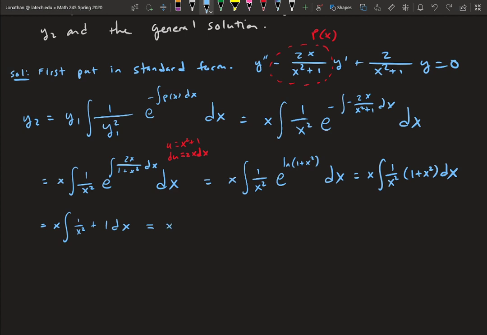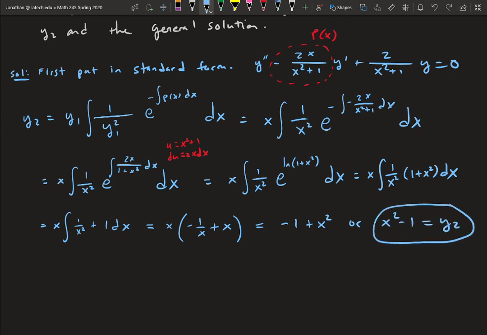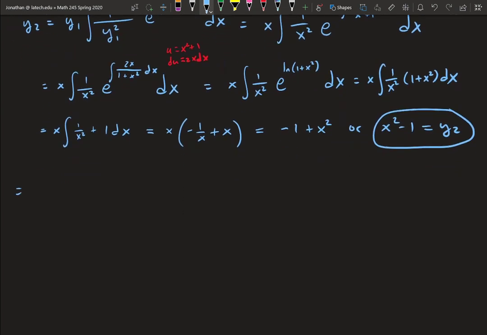When we integrate that, we get x times negative 1 over x plus x. And I don't have to worry about the plus c, we already know that from the previous example, so we're just going to drop the plus c. Then this is equal to negative 1 plus x squared, or x squared minus 1, which equals y2. So that's y2, and then the general solution y sub h of x is going to equal c1 x plus c2 times (x squared minus 1).